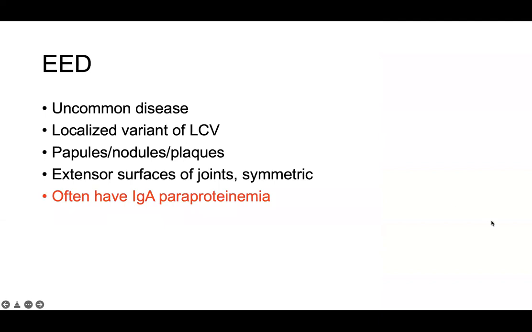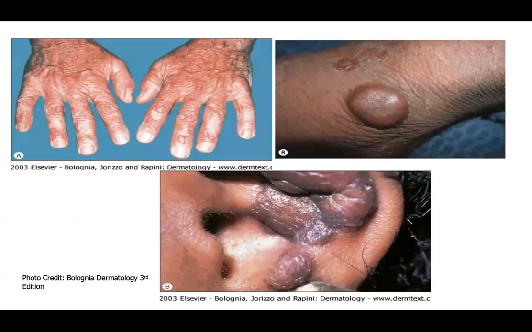Erythema elevatum diutinum is an uncommon disease. As I said, it's like the forgotten or usually forgotten vasculitis, but hopefully you won't forget it now after the lecture. It's a localized variant of LCV, forms papules, nodules, and plaques, often on the extensor surfaces of the joints, and it's symmetric. So the classic Kodachrome is going to show you dorsal hands with some nodules on it. The differential diagnosis should always include erythema elevatum diutinum. Often these patients have an IgA paraproteinemia.